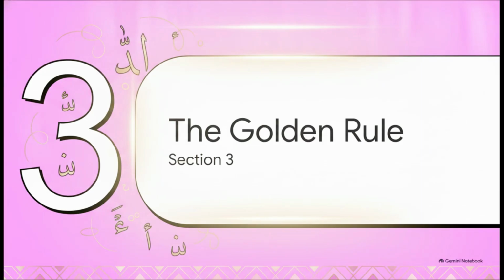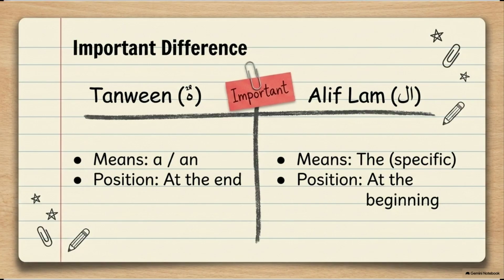Section 3, the golden rule. Let's compare these two directly, side by side. On the left side, tanween. It means a or an, and its position is always at the end of the word. On the right side, alif lam. It means the, and its position is always at the beginning of the word. So they sit at completely opposite ends of our noun, and they serve completely opposite functions.